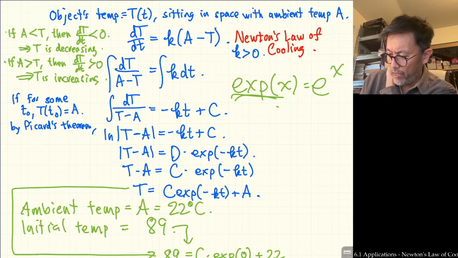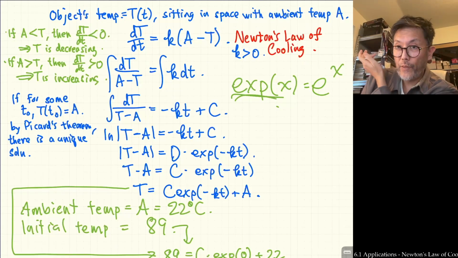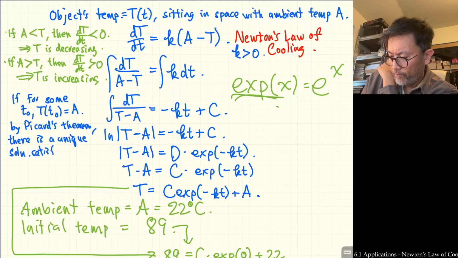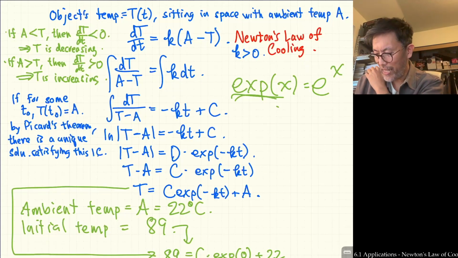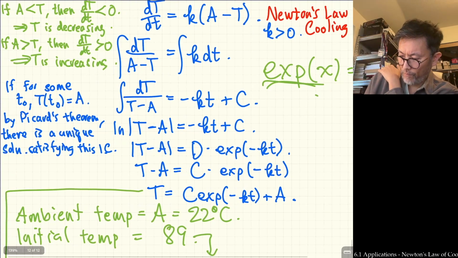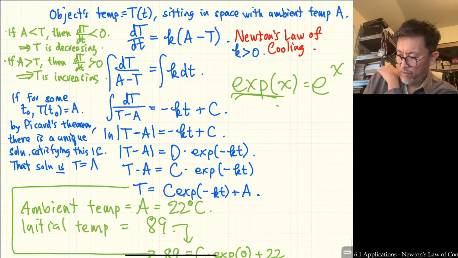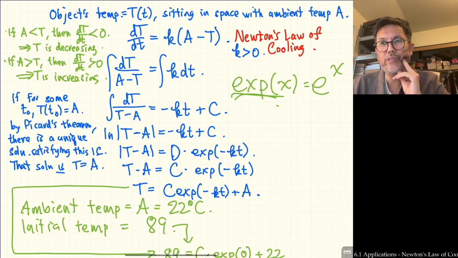If for some t naught, t of t naught is equal to a, by Picard's theorem there is a unique solution satisfying this initial condition. And can you guess what that solution is? That solution has to be the one in which t is equal to a for all time.